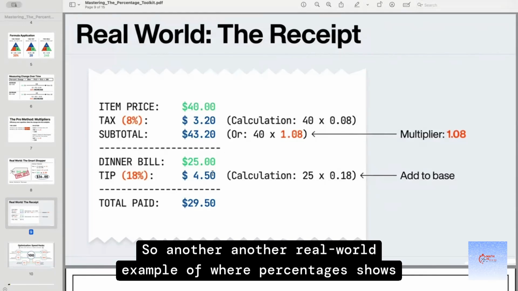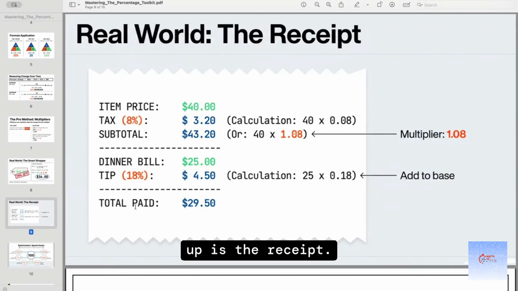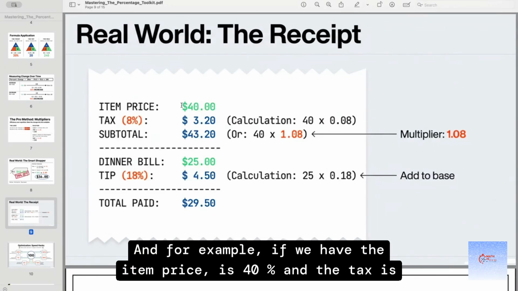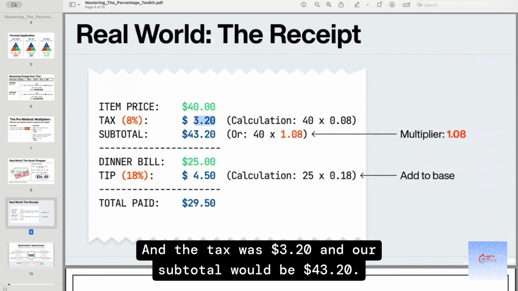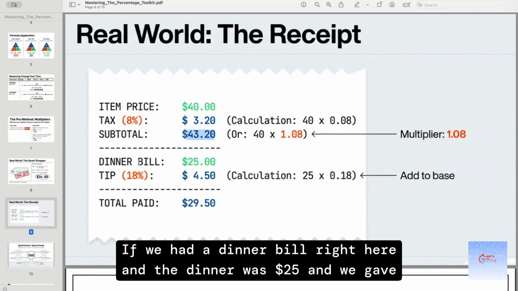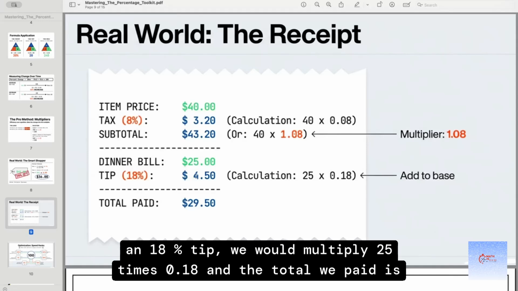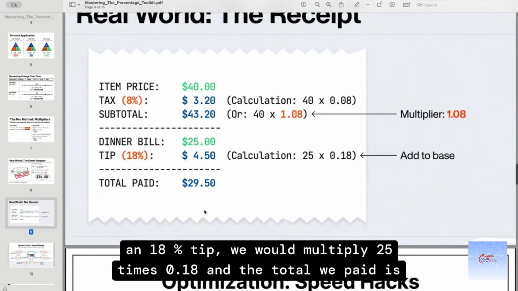Another real world example of where percentages show up is the receipt. For example, if we have an item price of $40 and the tax is 8%, then we would multiply 40 times 0.08 or 40 times 1.08. The tax was $3.20, and our total would be $43.20. If we had a dinner bill right here, and the dinner was $25, and we gave an 18% tip, we would multiply 25 times 0.18, and the total we paid is $29.50.